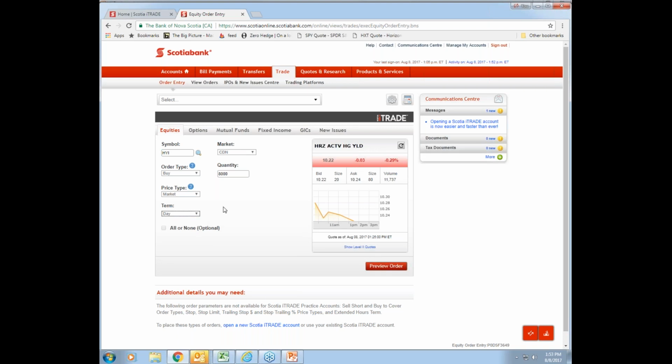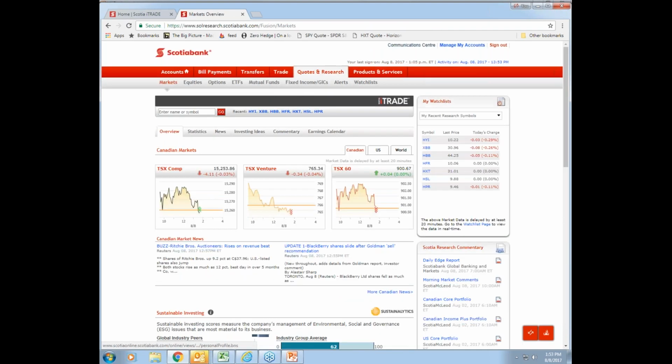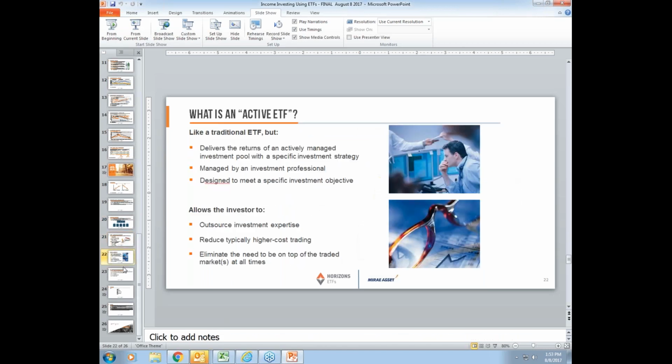So always with ETFs, without hesitation, my one piece of advice, and it's very important, always use the market order function, both on sales and purchases of fixed income ETFs. So that's a very easy way that you can use the quotes, research and trade on the Scotia iTRADE platform to really maximize the performance of your fixed income portfolio.